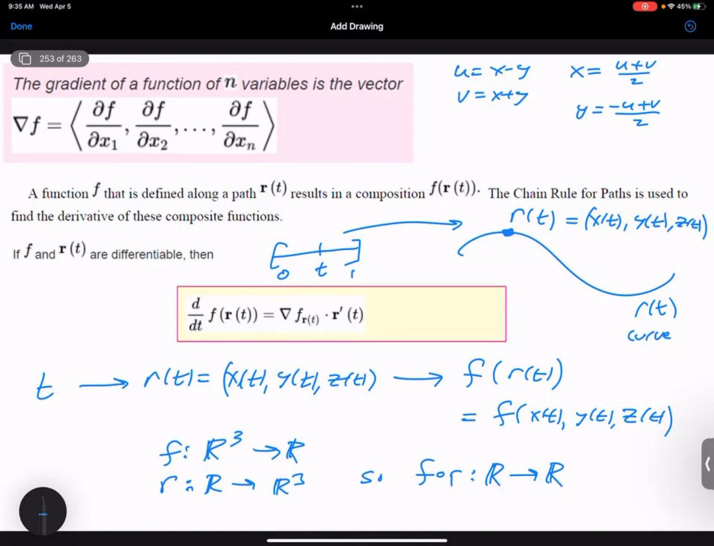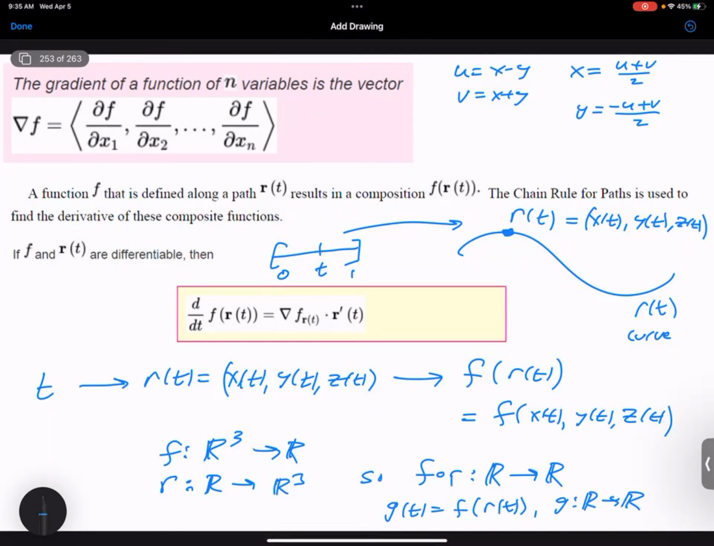But if I look at g of t, which is f of r of t, notice that g is a function from R to R. G is a function of 1 variable. We know how to handle functions of 1 variable.